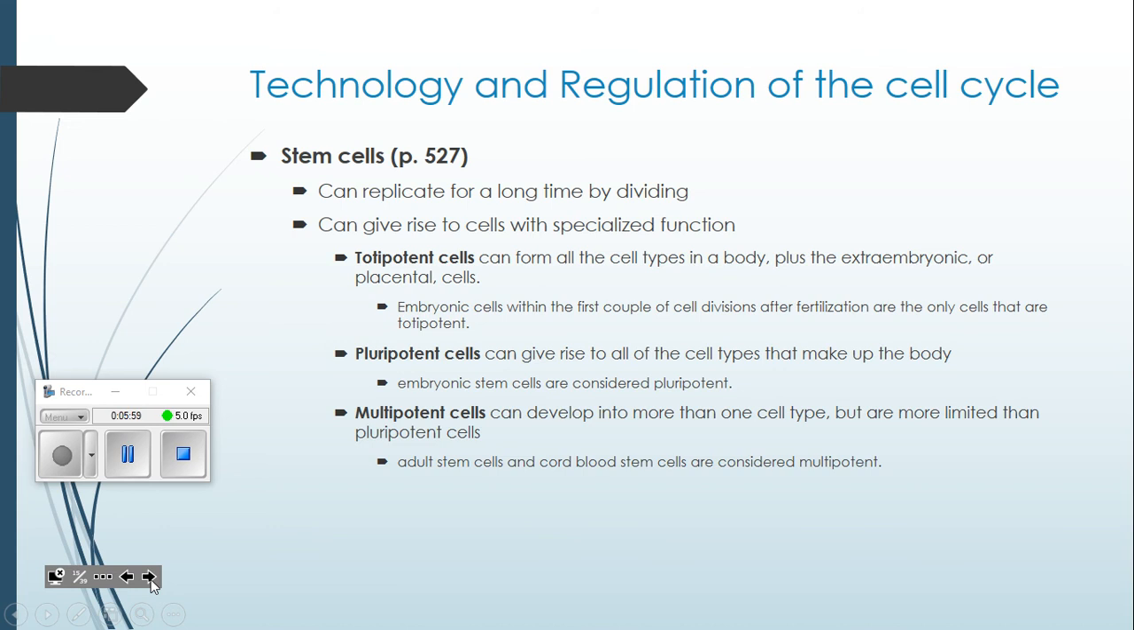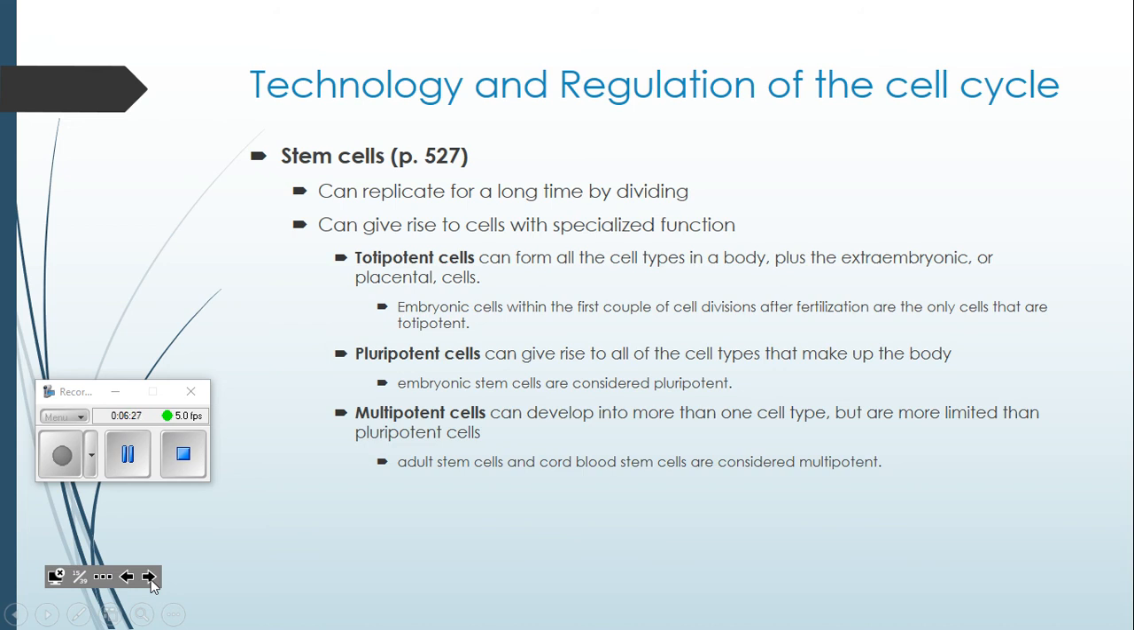So these totipotent cells that can form basically any cell that a human would be made of, we would only find them within the first couple cell divisions right after fertilization. They won't last long. So you think sperm fertilizes egg, it'll go through mitosis a couple times, and then after that, totipotent cells are gone, okay?